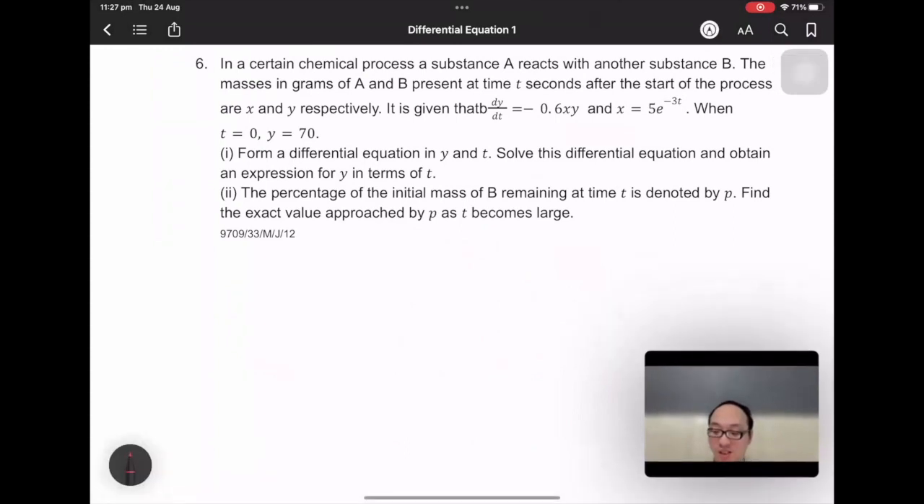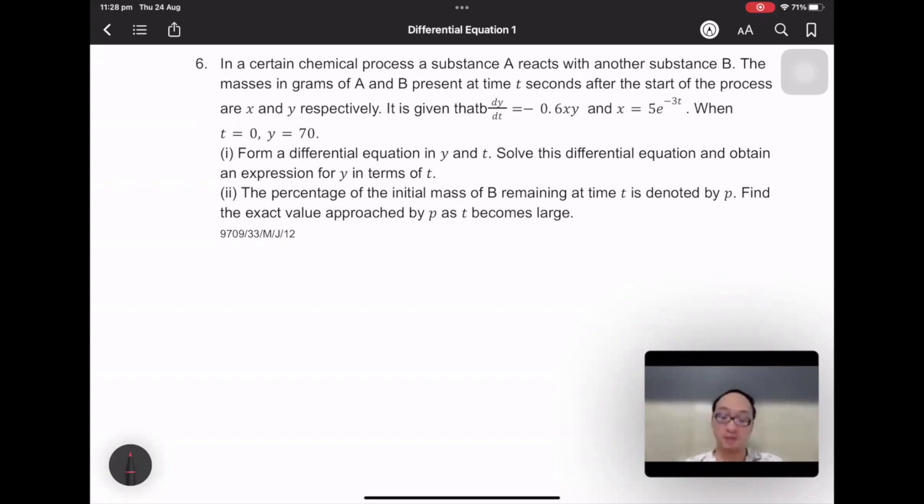6. In a certain chemical process, a substance A reacts with another substance B. The masses in grams of A and B present at time t seconds after the start of the process are x and y respectively. It is given that dy/dt equals negative 0.6xy, and x equals 5e to the power of negative 3t. At t equals 0, y equals 70. Form a differential equation in y and t, and then solve this differential equation and obtain an expression for y in terms of t.